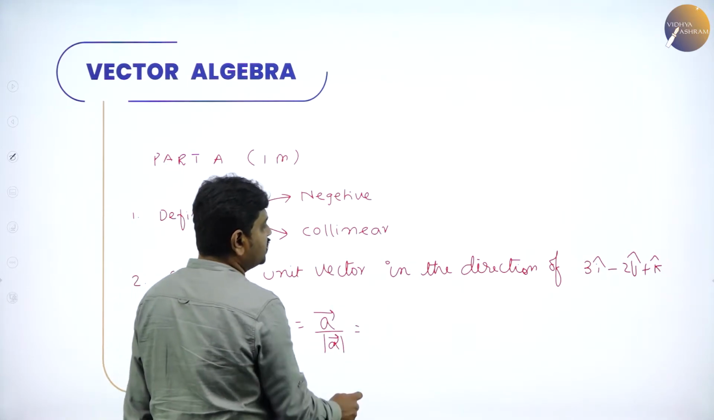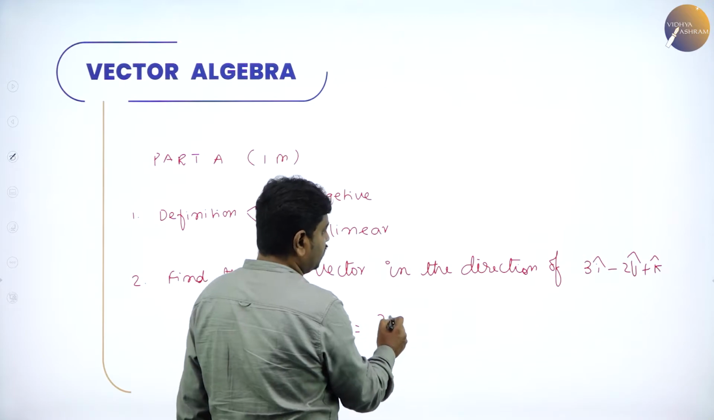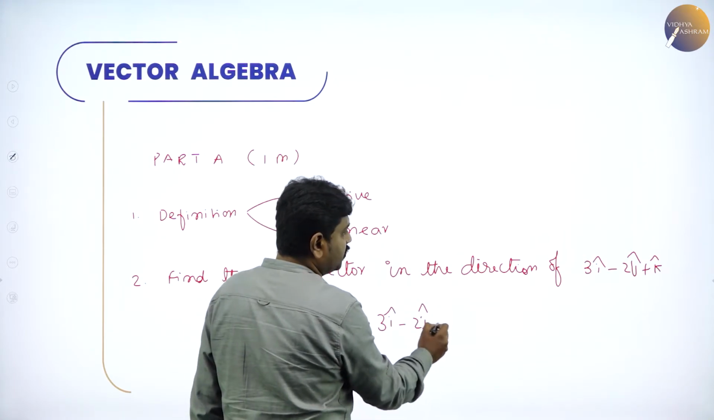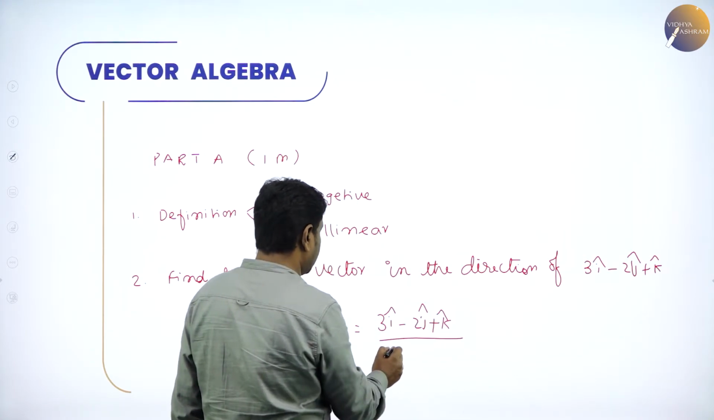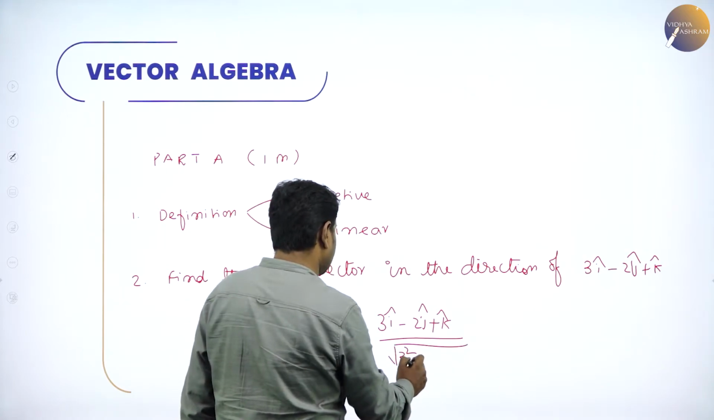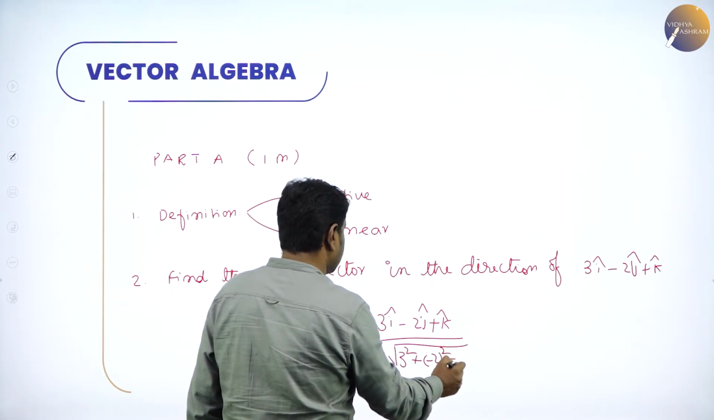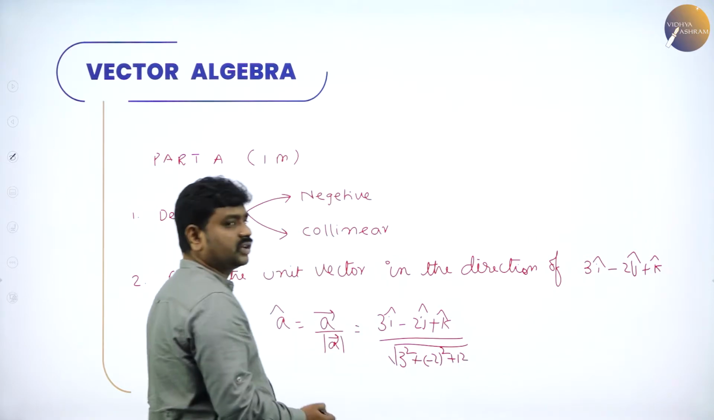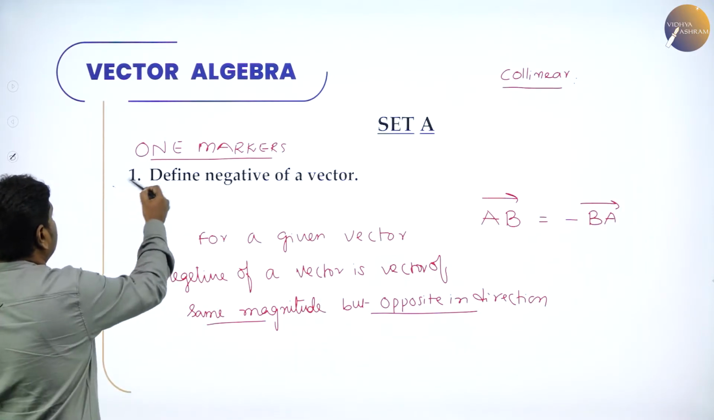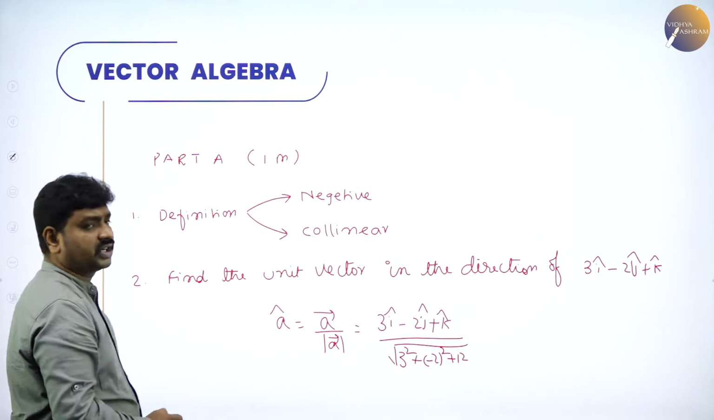Vector a means given vector. What is given vector? 3i cap minus 2j cap plus k cap divided by magnitude. Magnitude means what? Root of 3 square plus minus 2 the whole square plus 1 square. Simplify, you'll get it. So these are the standard 1 mark questions. So 1 mark means what? Either definition or a simple question like this.